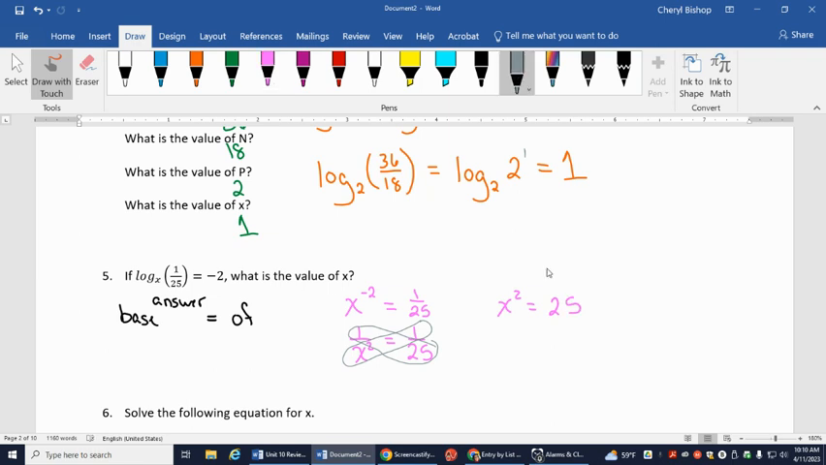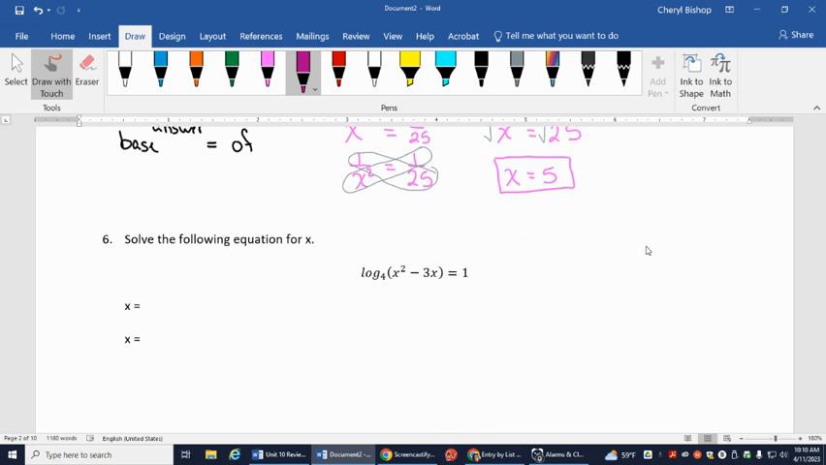How do I unsquare? Square root. So x equals 5. And normally we would say positive and negative, but when we're dealing with logs, we don't have any negative bases, so it can only be the positive 5, because we have that vertical asymptote at x equals 0. Questions on 5? Okay, let's go to 6.